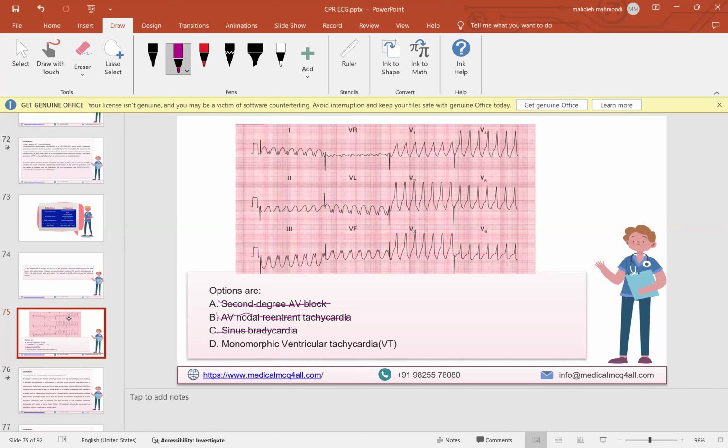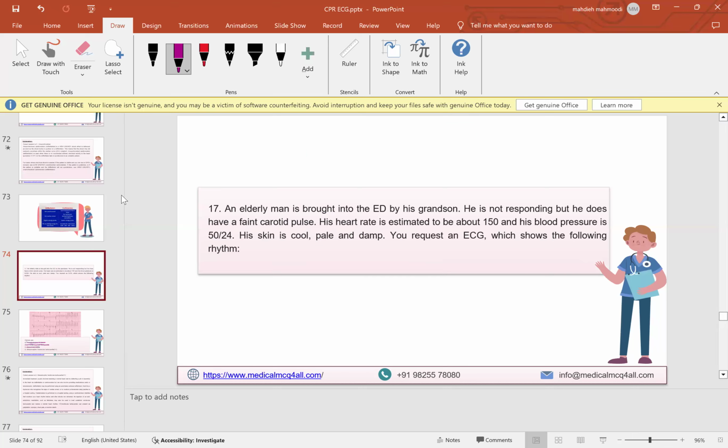Second degree AV block doesn't mean anything in this question. Technically, you have a regular broad complex tachycardia. Most of the time that's a VT, especially like this, no P waves, no T waves, nothing. Of course, it's VT. But it doesn't matter what it is in the management of the patient. It's a broad complex tachycardia. What is the next question?